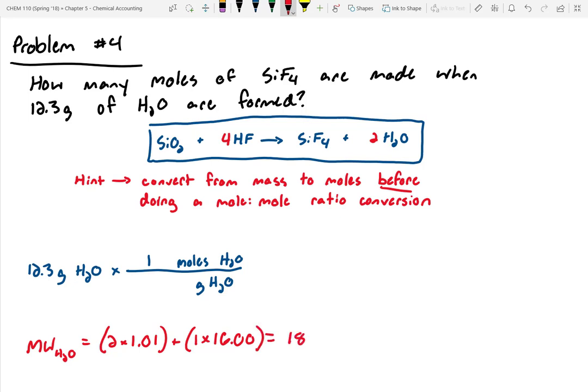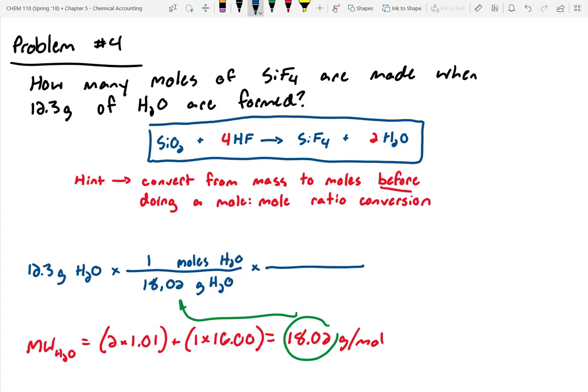Gives you a value of 18.02 grams per mole. So just like before, you can take this value and plug it in up here. We're getting 18.02 grams of water for every mole. And now, after we've canceled out grams, we need to cancel out moles of water, so I'm going to put that on the bottom here.